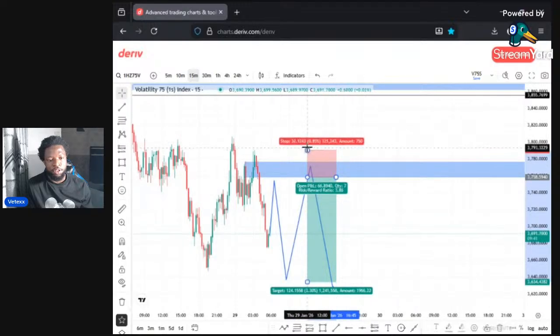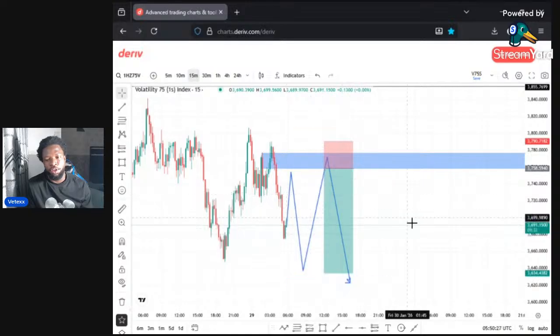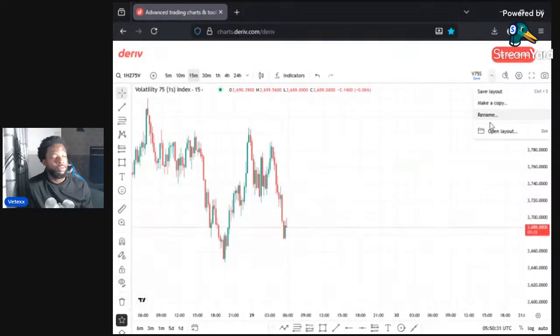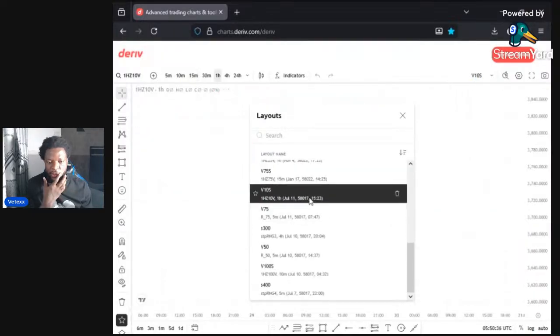So let's anticipate this move on this setup that is forming. If it does what you anticipate, good. If it doesn't, we'll still be on the lookout. So let's check out the next pair, which is V10S.